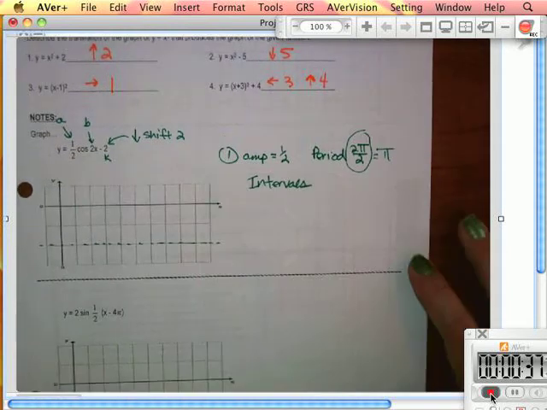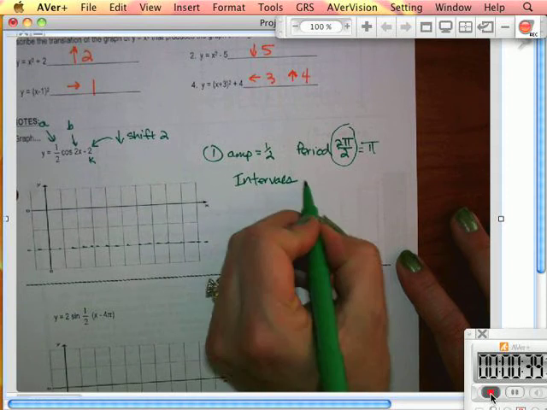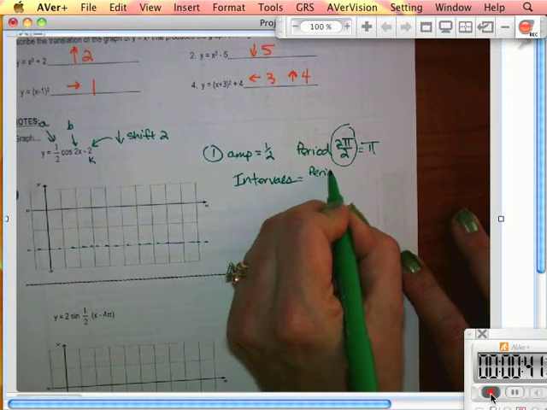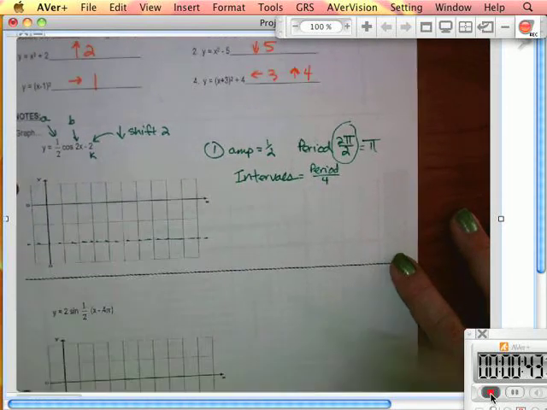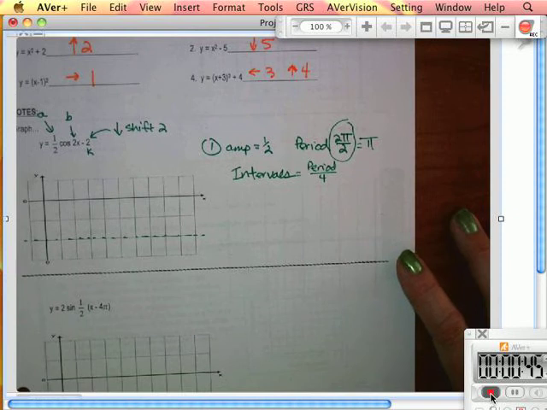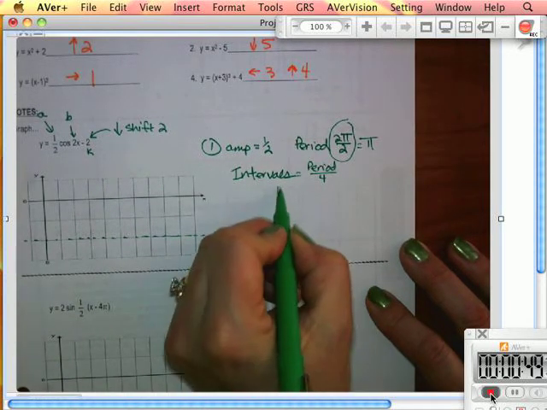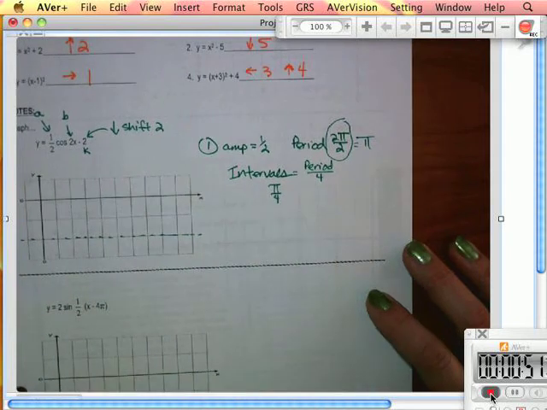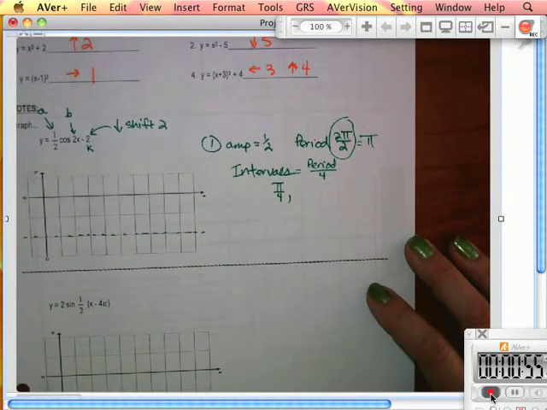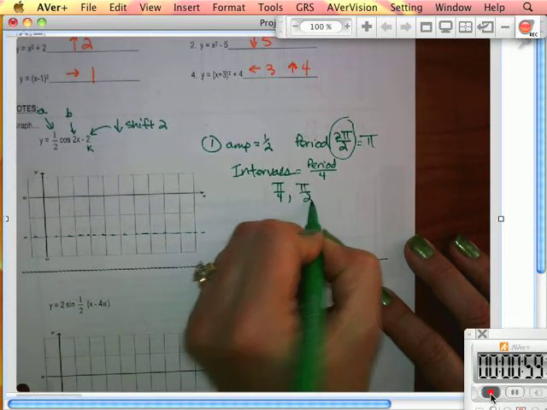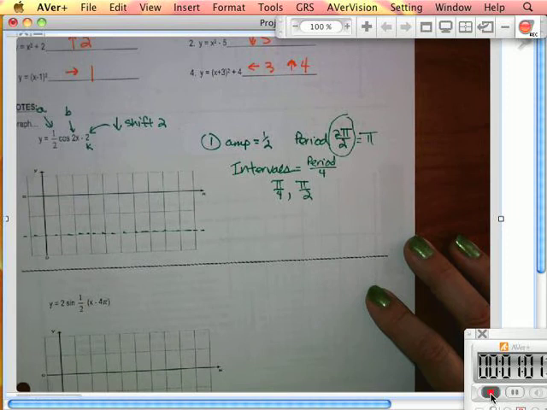How do we get my intervals? I take my period and I divide it by 4. I'm going to find the 4 sections that are part of my cosine graph. So the first one would be pi over 4. If I double that, what's pi over 4 times 2? Pi over 2.